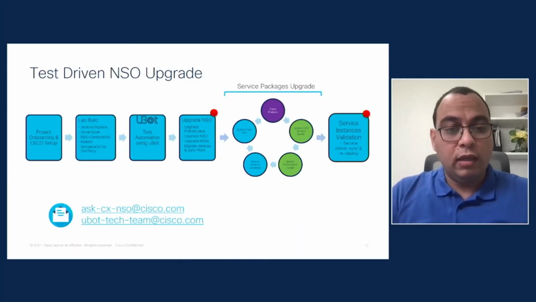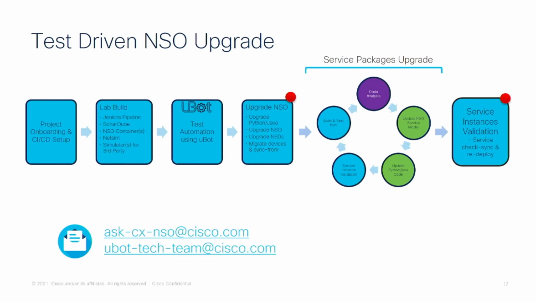To go deeper into the process, we start by project onboarding, like understanding the NSO package, your deployment, building the CI/CD tool set, and then start working on the lab build, which includes building the Jenkins pipeline, using SonarQube to do the static code analysis and code quality, building NSO containers for the target versions, which will be used in the CI/CD and the continuous build, and building NetSim devices to simulate your environment. And also, if you have a third-party application, we build simulators to cover the end-to-end lifecycle.